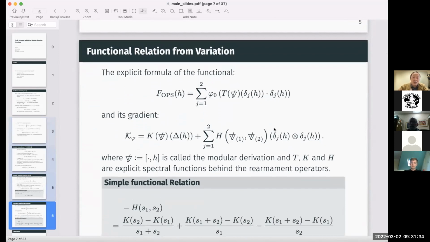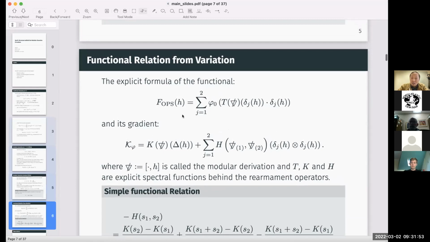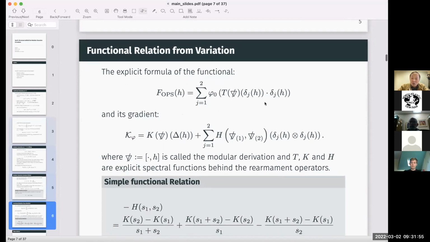After some heavy computations, one can obtain this explicit formula of this functional and the gradients in terms of this log Weil factor H. So here are the new ingredients. First of all, let's look at expressions like this and this.